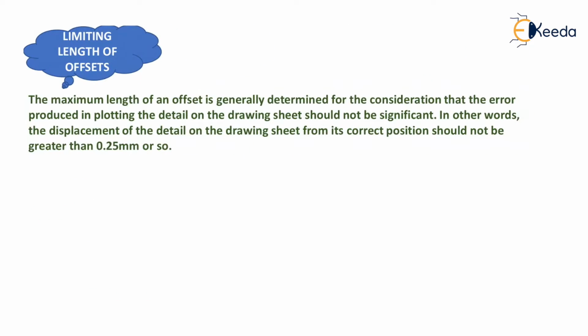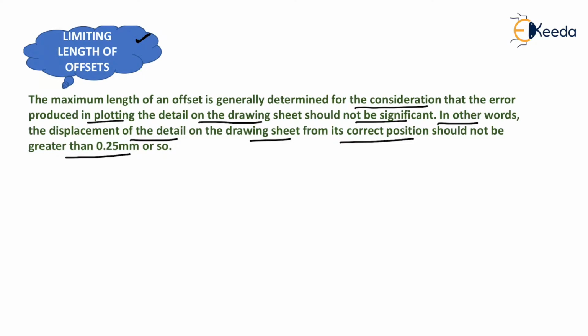Now we can move to the next portion, that is limiting length of offsets. What do you mean by limiting length of offsets? The maximum length of an offset is generally determined for the consideration that the error produced in plotting the detail on the drawing sheet should not be significant. In other words, the displacement of the detail on the drawing sheet from its correct position should not be greater than 0.25 mm or so.